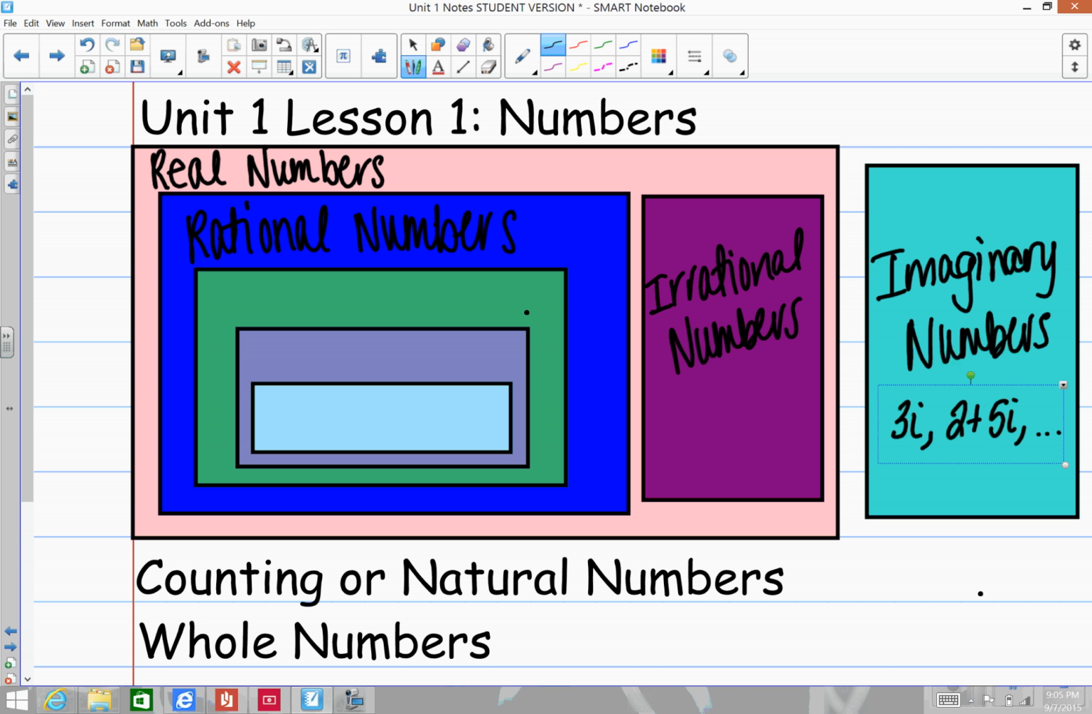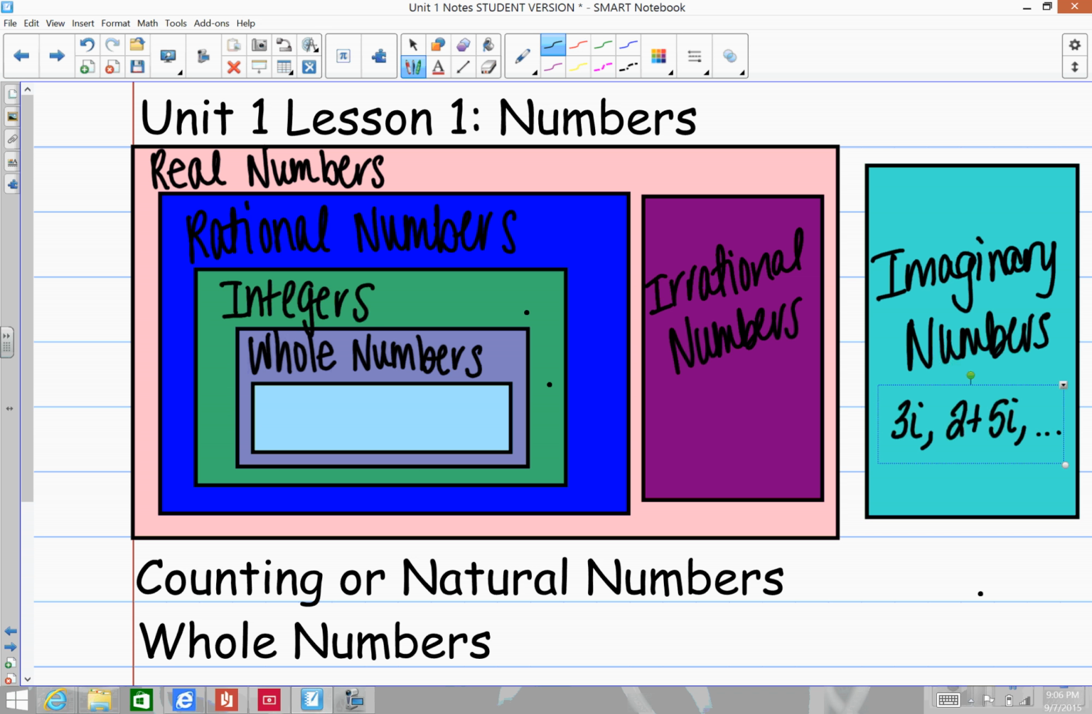Inside of rational numbers, the next subcategory is going to be integers. Integers include negative and positive whole numbers. So basically -5, -4, -3, -2, all the way up, and including 0, 1, 2, 3, 4, 5, 6, 7, 8, 9, 10, and so on. All of those whole numbers, but they're also negatives. The next smaller category is going to be whole numbers, because whole numbers start at 0.